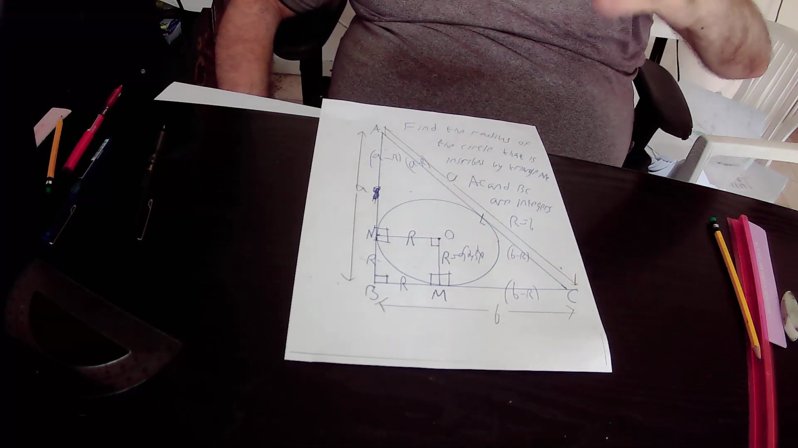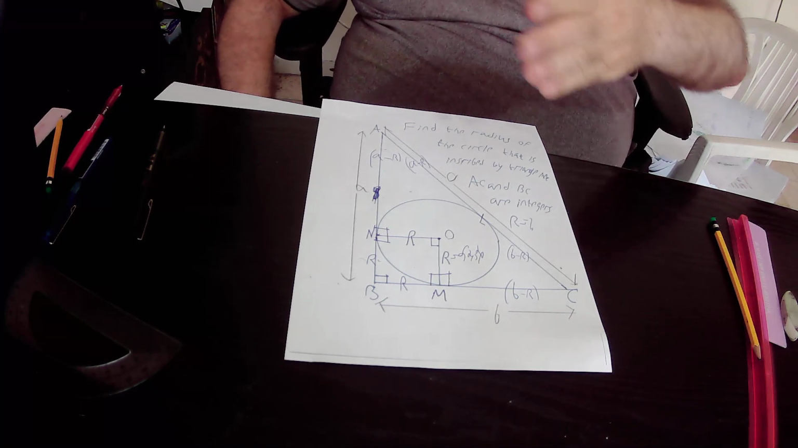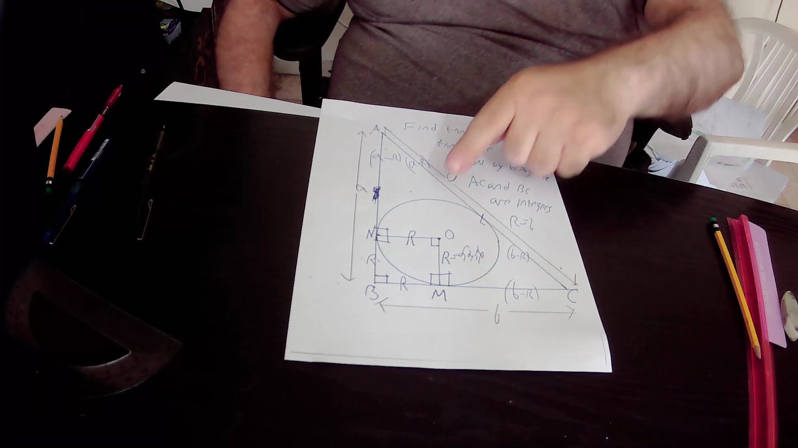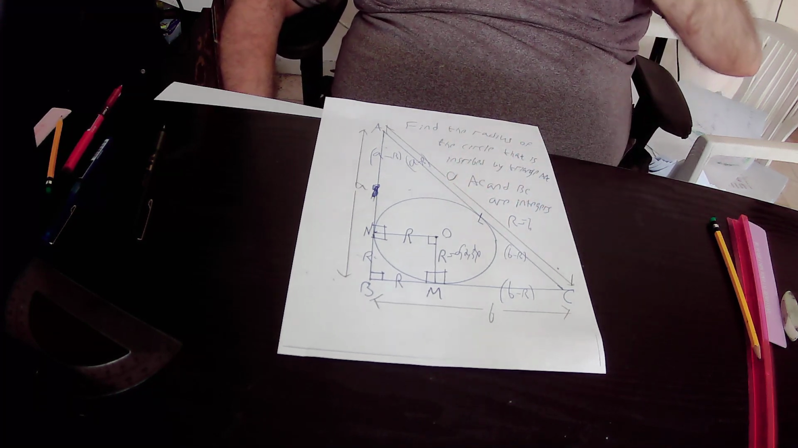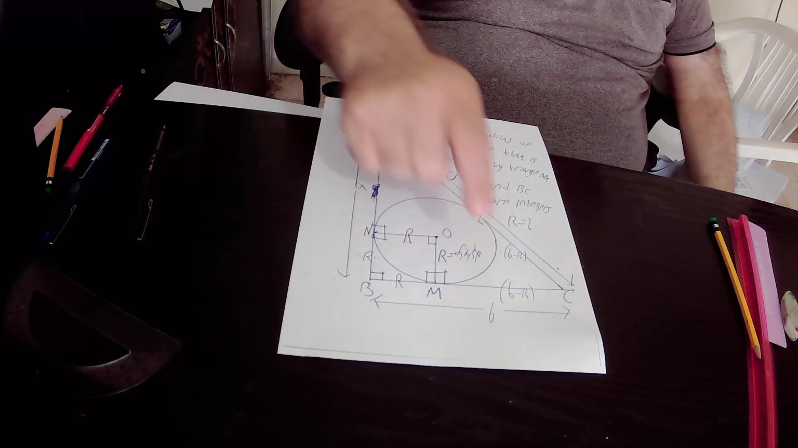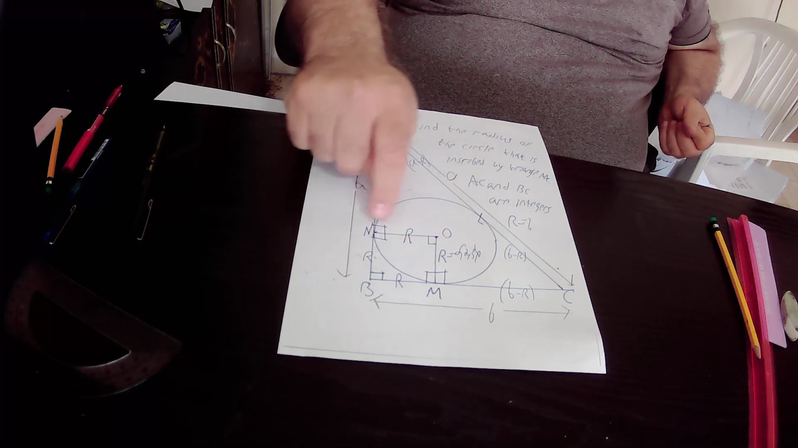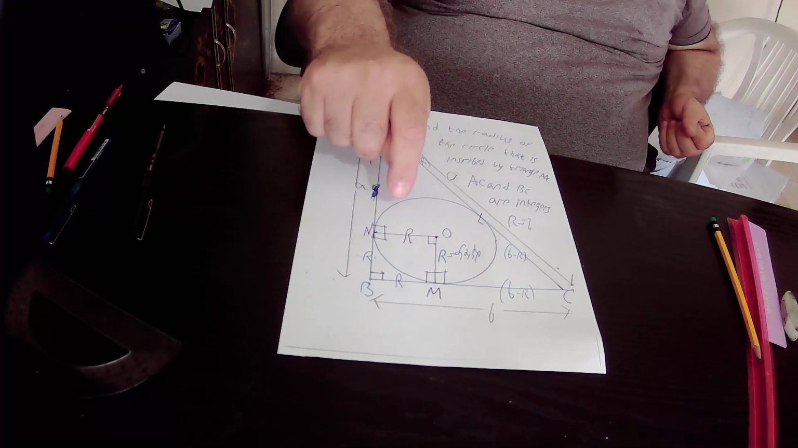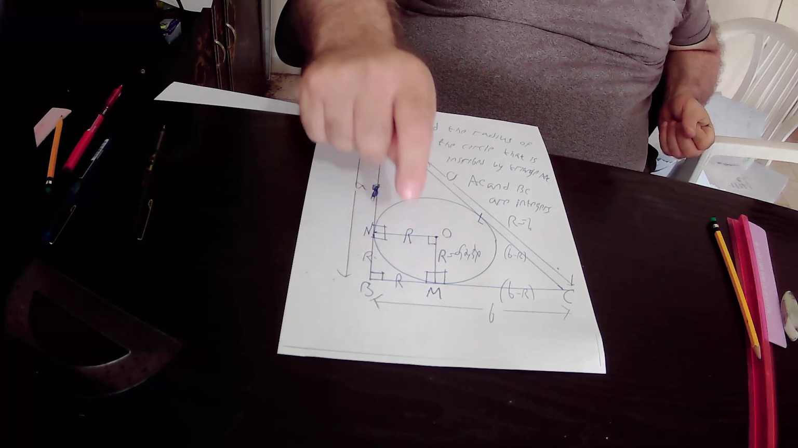So clearly, in quadrilateral NOBM, we have 4 right angles. Any quadrilateral that has 4 right angles must be at least a rectangle, if not a square. So we treat quadrilateral NOBM as a rectangle, and we know that the opposite sides of a rectangle are equal to each other. That is to say, NO equals BM. But we already found that NO equals R, and it also equals BM. Therefore, BM also equals R.